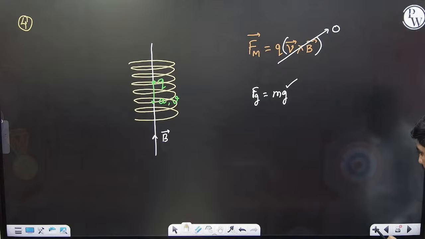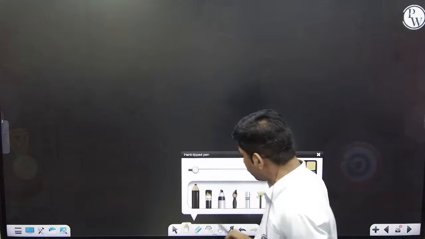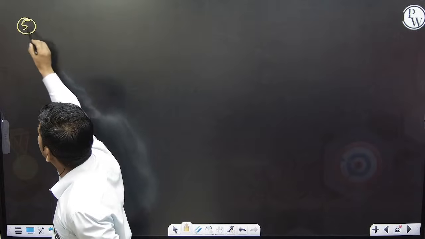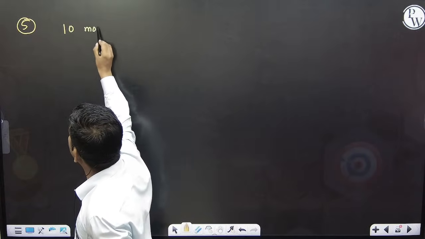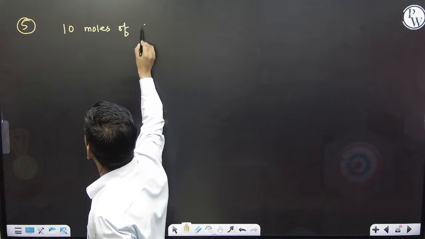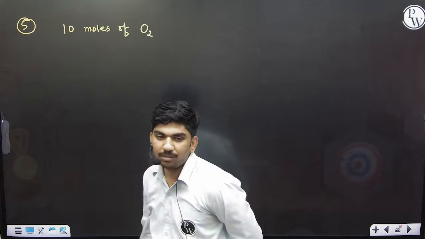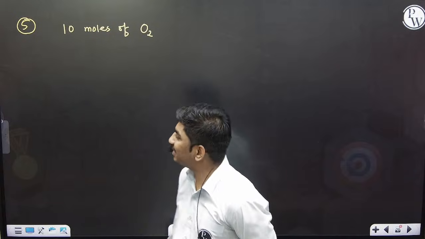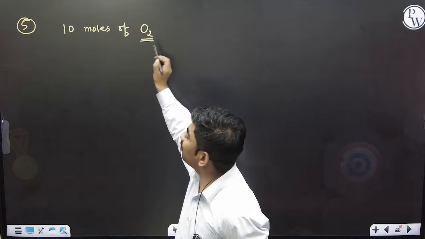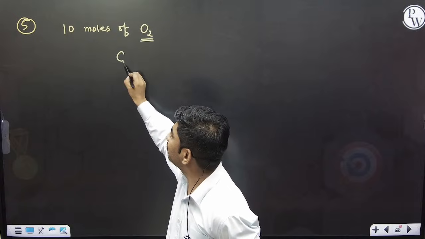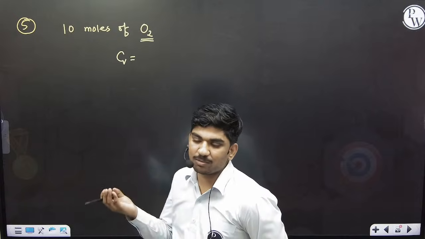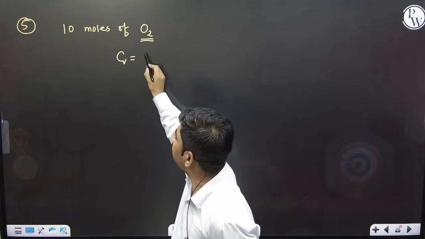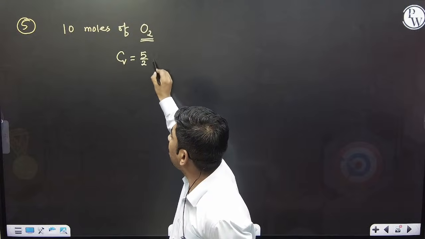Now one more question we had got, and that was from thermo. The question was like this. There were 10 moles of oxygen gas. It is a diatomic gas. So what is CV? For a diatomic gas, the degrees of freedom are 5. So CV is f by 2 R, so 5 by 2 R.